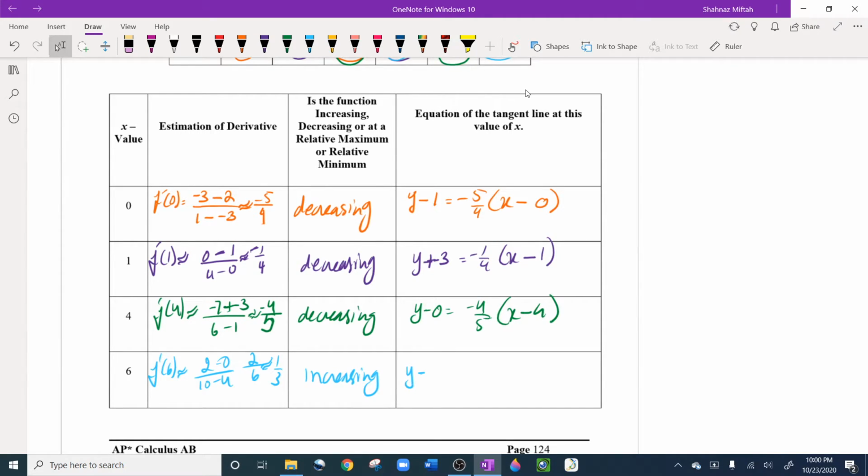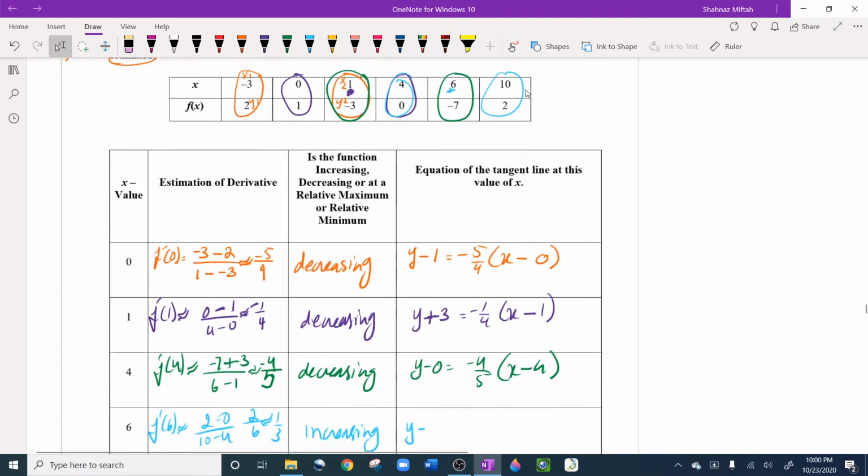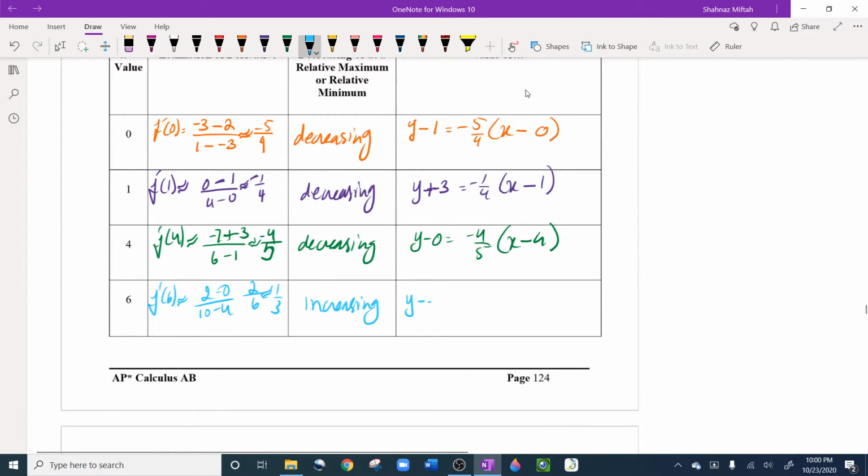Y minus, what is the y value at 6? It's -7. So I got y minus -7, which turned positive. The slope is 1/3, x minus 6 as the x value.